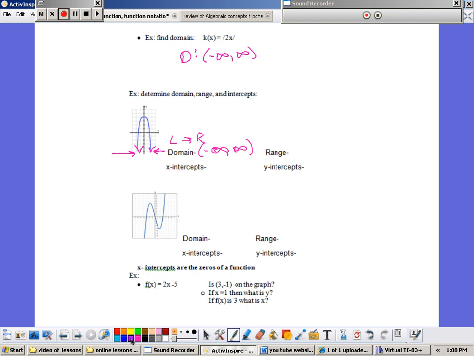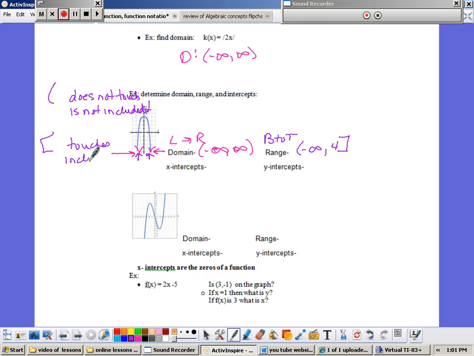To do your range, range is bottom to top. So at the bottom I hit arrows, so that's negative infinity. At the top I hit 1, 2, 3, 4, and it touches 4, so it's a bracket. Parentheses: does not touch, is not included. It's like an open dot. Bracket: touches, included. That's why I used the bracket on the 4.